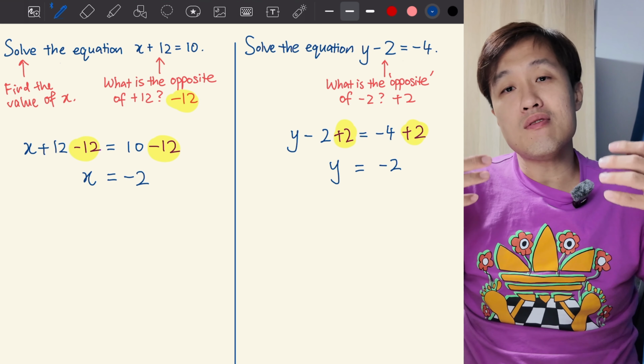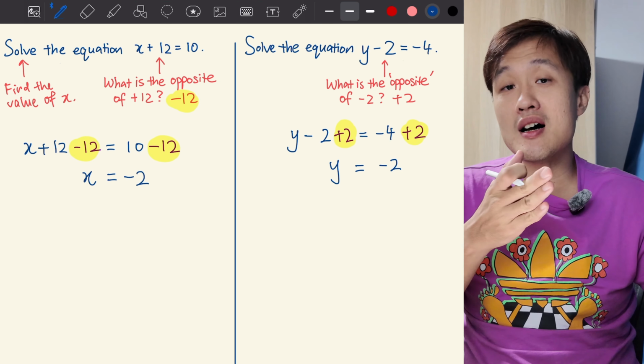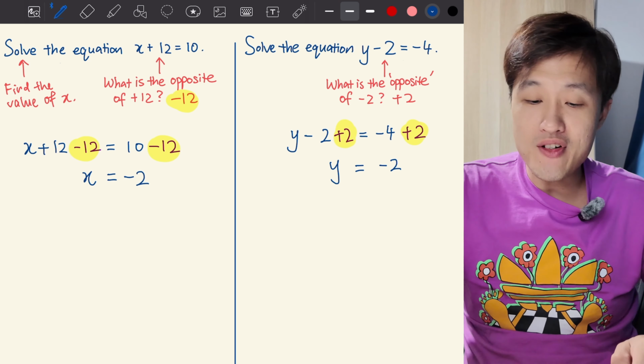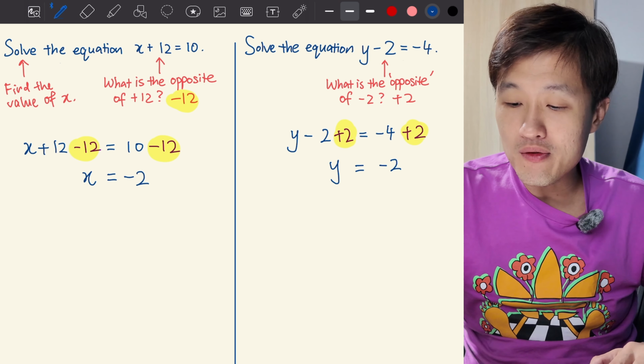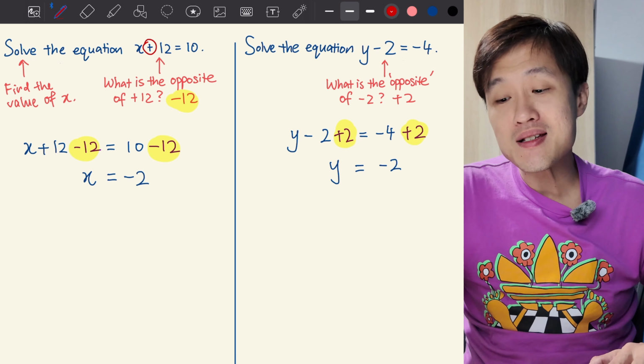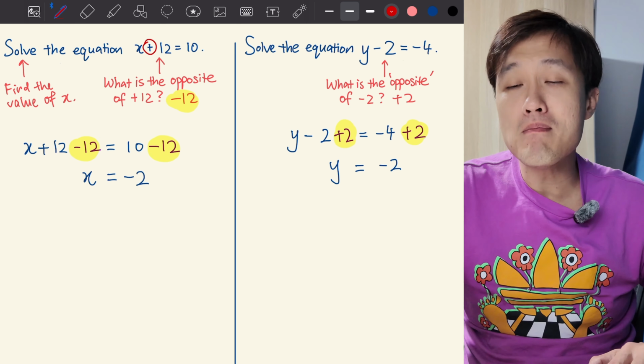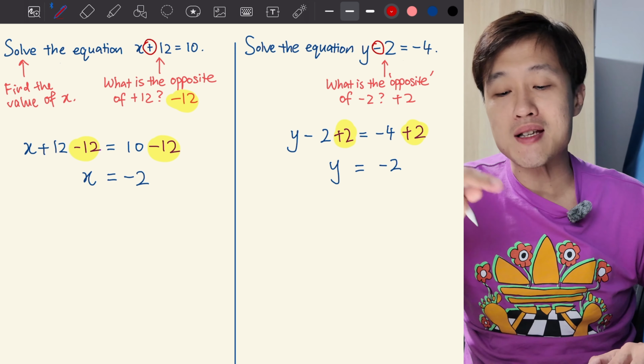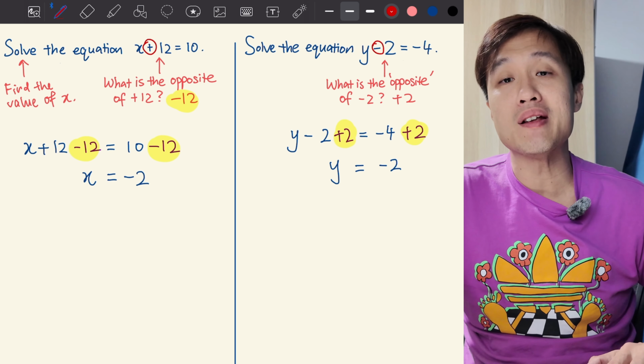So far, on the left hand side we have a plus 12, right? So we'll put here a plus 12 and then a minus 2. So we have x plus 12 and then we have y minus 2.